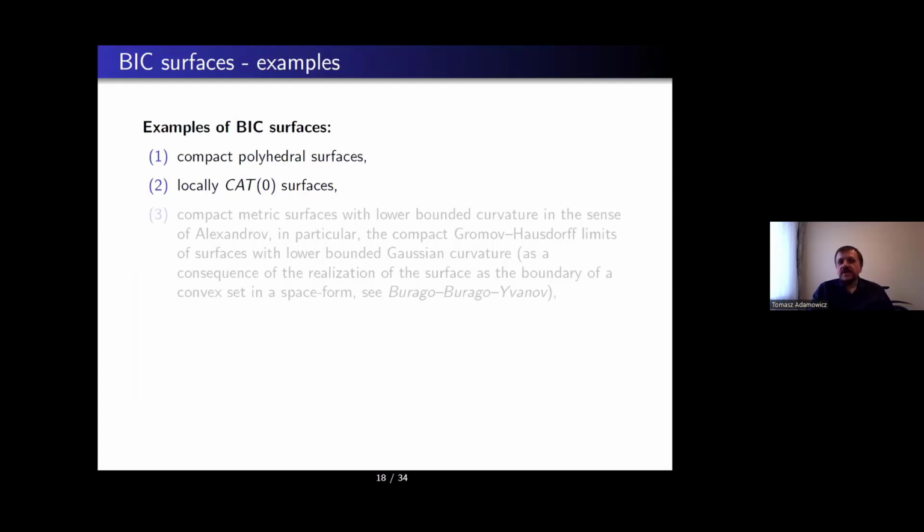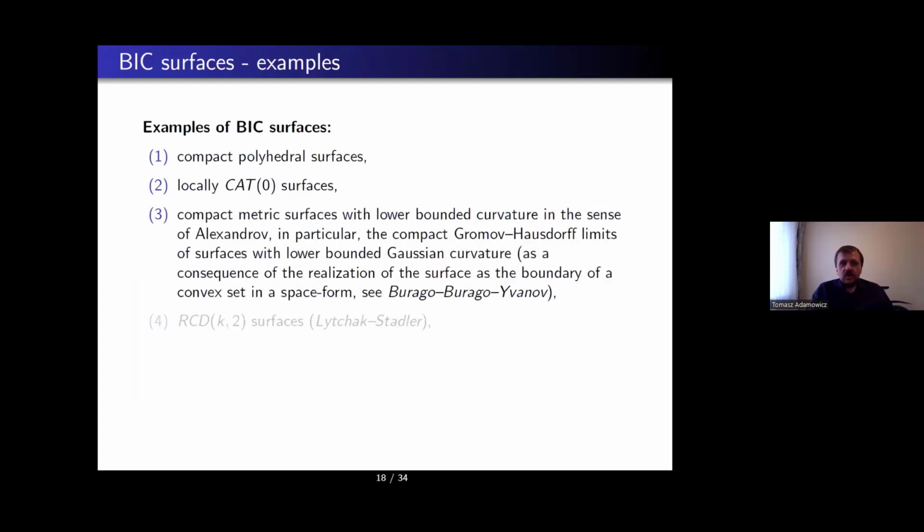So, do we have many examples of Alexandrov surfaces? It turns out that, for example, compact polyhedral surfaces satisfy the definition of Alexandrov surfaces, as do locally CAT(0) surfaces. Moreover, compact metric surfaces with lower curvature bound in the sense of Alexandrov, and Gromov-Hausdorff limits of surfaces with lower bounded Gaussian curvature as well, are Alexandrov surfaces. This is well described and explained in a book by Burago and Ivanov.